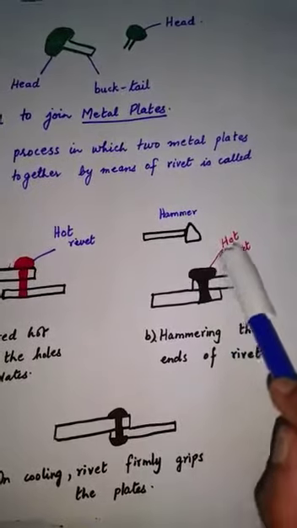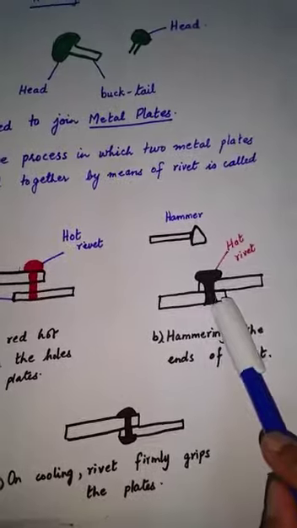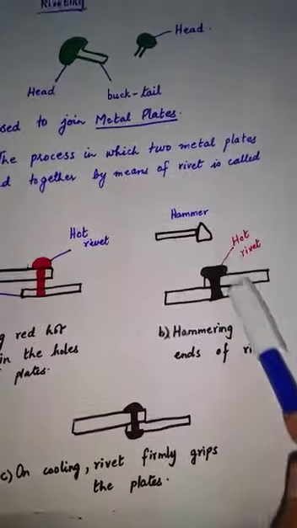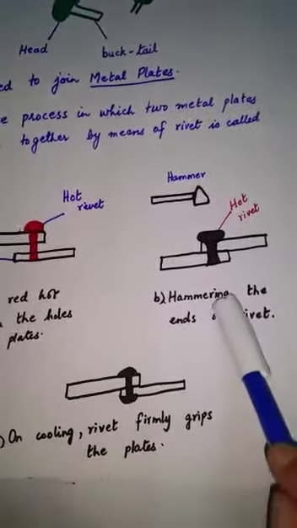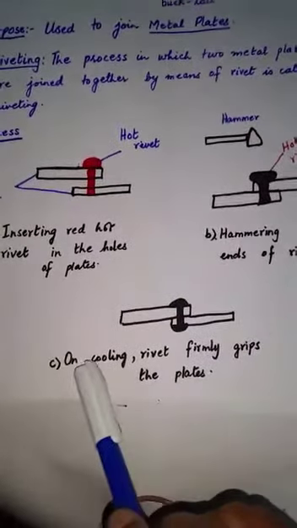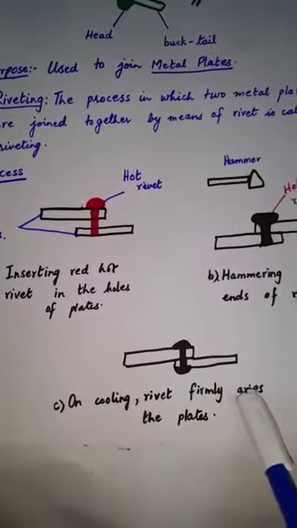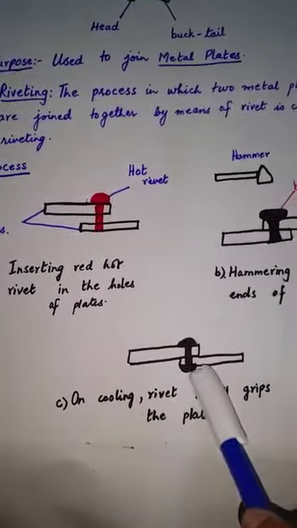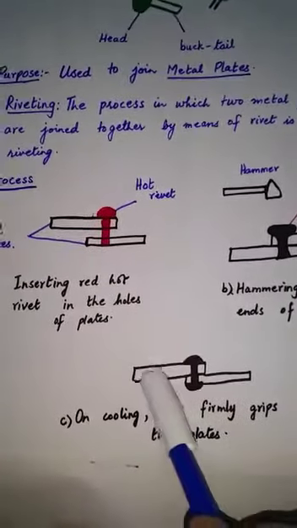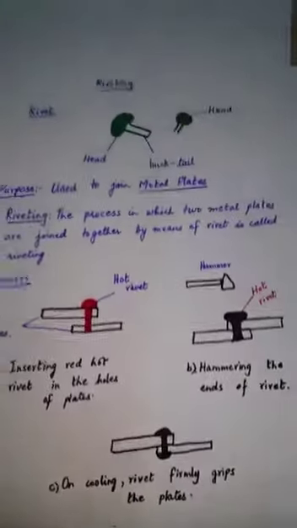Next, once the red hot rivet has been fixed in the two metal plates, it is hammered by the hammer. This is the hammer, and it is being hammered here. So this is hammering the ends of the rivet. Now the last step you will see here: on cooling, the rivet is firmly fixed into the plates, as you can see here, and this will help in the fixing or joining of the two metal plates together. So this is the process of riveting.